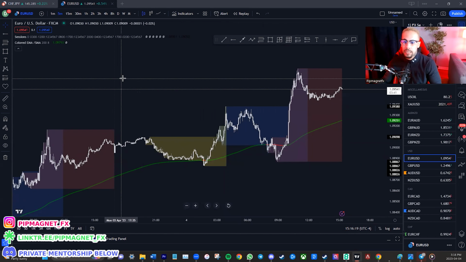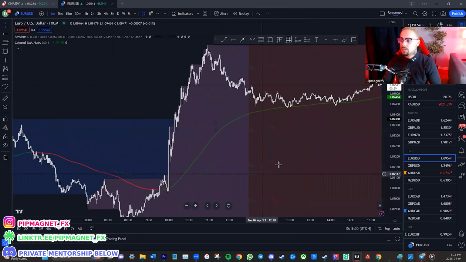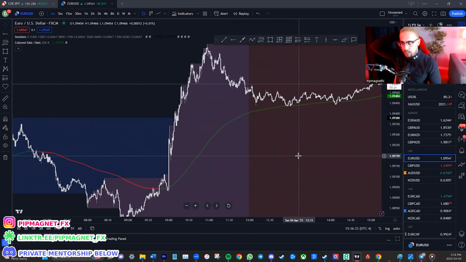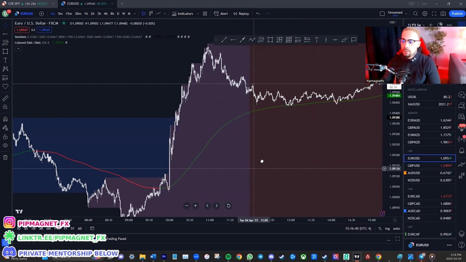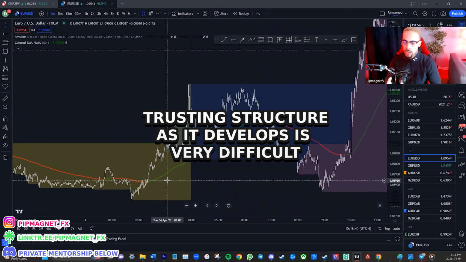Now, if you're a beginner, I want to highly recommend avoiding trading the 1 minute and the 5-minute time frames. There's a lot of noise on these time frames, but you also see a lot of opportunity day by day, right? If you get stuck on the 1 minute, you're gonna notice that a lot of structure doesn't hold well. In hindsight, it holds well, but trusting structure as it develops is very difficult on the lower time frames.